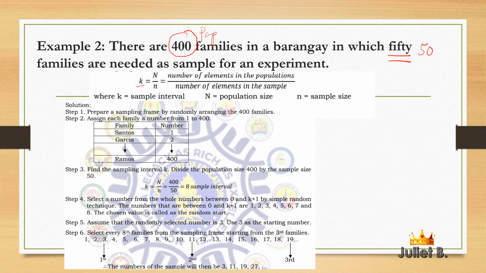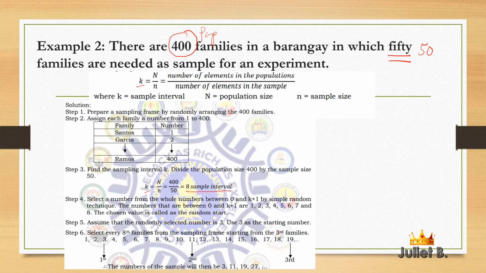Third, ito na yung magko-compute tayo ng interval. Kada anong number natin kukuhanin yung sample. So, K is equal to 400 divided by 50. So, 400 divided by 50 ay 8 sample interval. So, ngayon, alam na natin ang magiging pagitan ng mga samples natin. Kada 8. But before that, we have to consider saan ba ako magsisimula? Sa 1 ba?